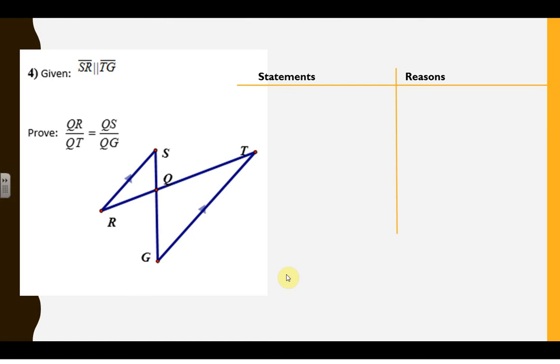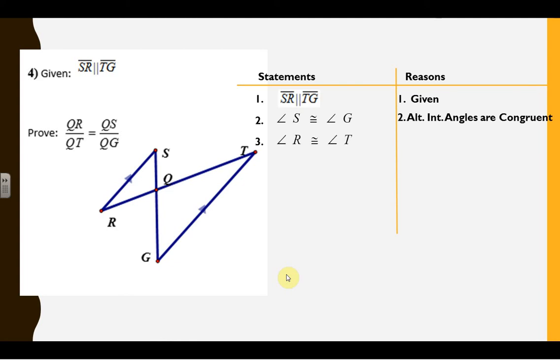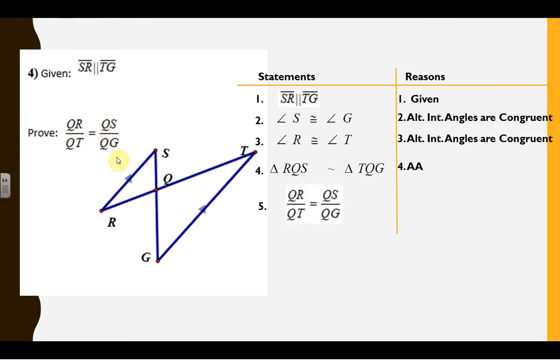Here's another example. I'm given parallel sides. So again, that's when I look for the Z's. I see angle S and angle G are alternate interior angles. I also see angle R and angle T are alternate interior angles. I could have used the vertical angles here, but I chose to use alternate interior angles twice. And then I can say that the triangles are similar because of angle-angle, but that's not what I was trying to prove. I wanted to prove that all of these sides were proportional. Well, again, that's just that extra step, and you simply say similar triangles have proportional sides.